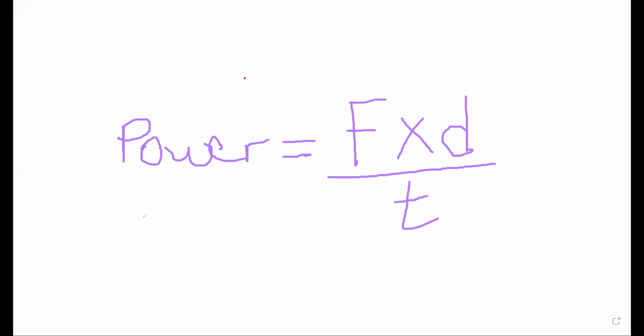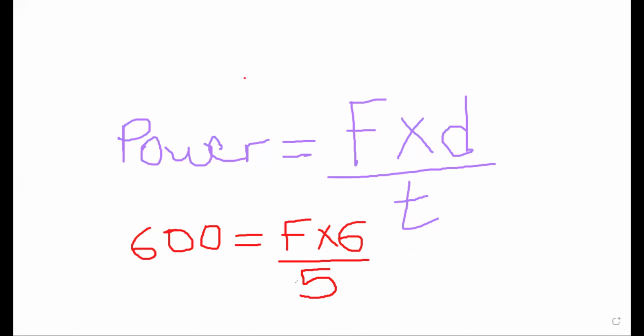Okay. So they gave us the power as 600 watts, and they want us to get the force, but they have given us the distance as 6 meters and the time as 5 seconds. So we are going to put the 6 where there is distance, and the 5 seconds where there is time. So we are going to have 600. Then we multiply it by the 5 because these two we can cross multiply. Then it will be equal to 6 times f, which gives us 6f.